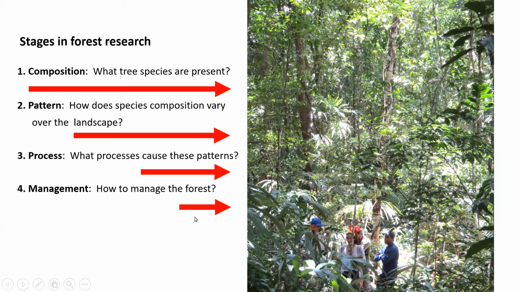The last point I want to make, we're now down here working with the management and still the processes and all these things, but all these phases, none of them end. They all keep going. We're always finding new tree species. We're always figuring out what's there in the forest. We're always seeing new patterns. We're always understanding new processes, and we're always hopefully coming up with ideas about how to manage and conserve the area.